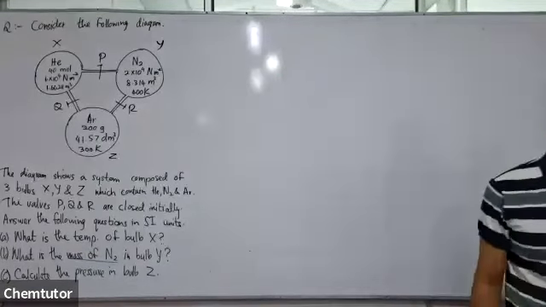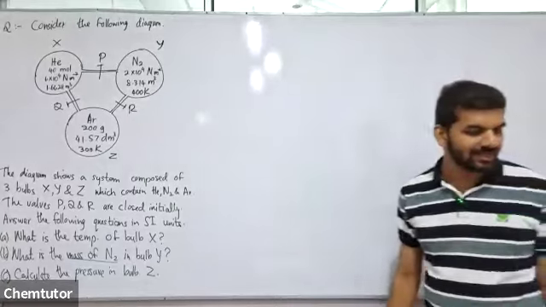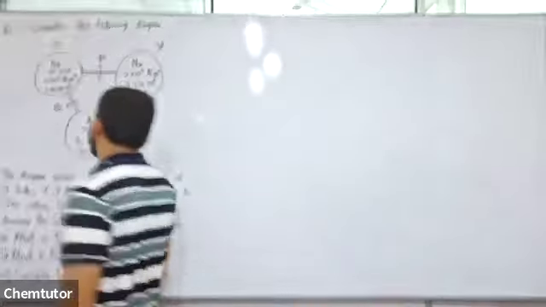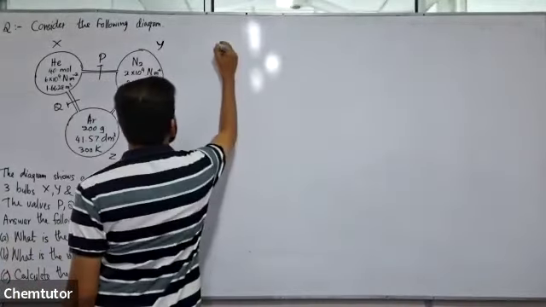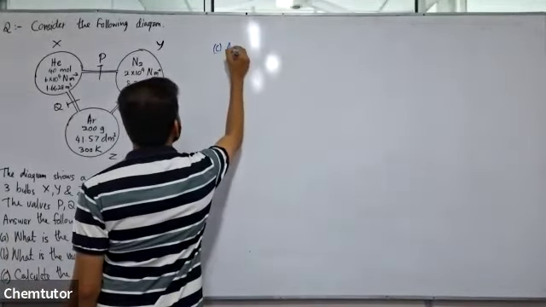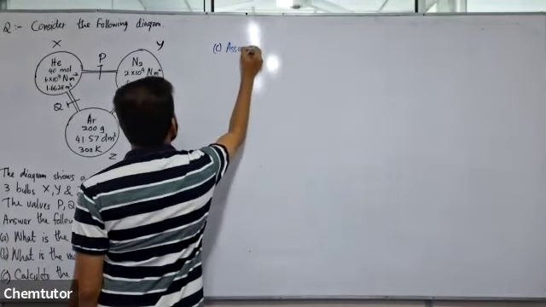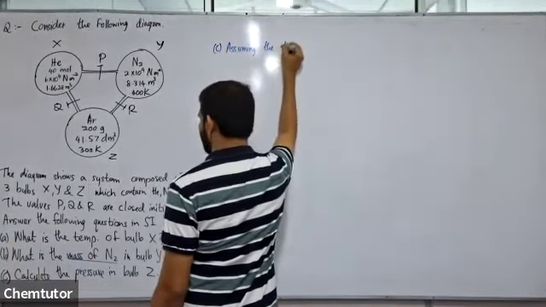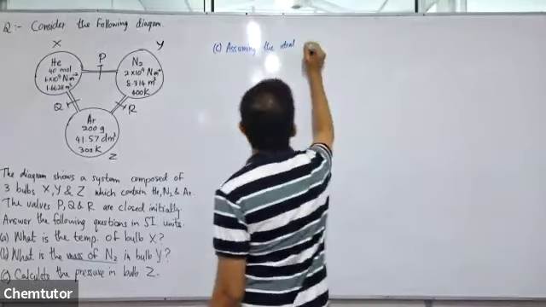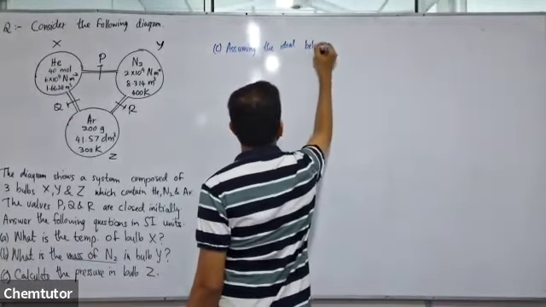All right. Then the last one is calculate the pressure in the bulb Z. Yeah. Then assuming the ideal behavior of argon gas.